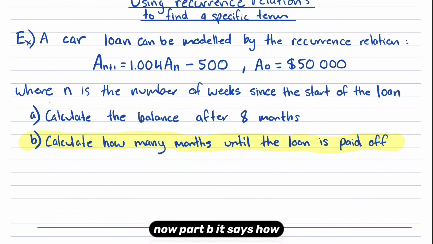Now part B says calculate how many months until the loan is paid off. So what I'm going to have to do here is keep continuing to hit the equals button until I've got 0 or less than 0, which would indicate that we don't owe anything more on the loan and therefore it's been paid off.